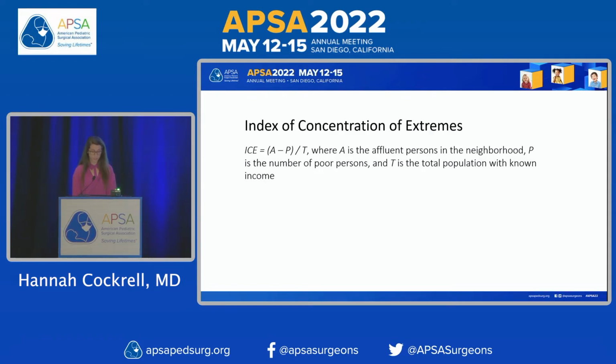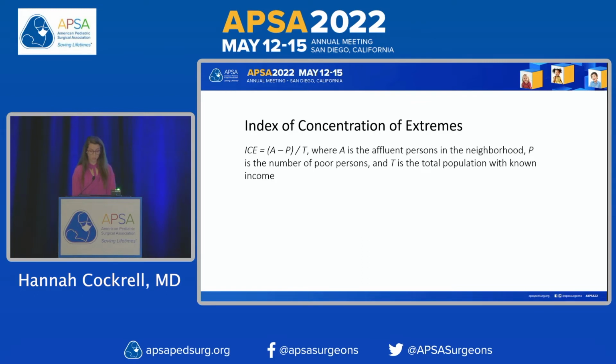The first of these indices is the Index of Concentration of Extremes. ICE was designed by social scientists to measure spatial polarization by quantifying extremes of deprived and privileged social groups. It is calculated based on the formula shown on the slide, where A is the number of affluent persons above the 80th income percentile, P is the number of poor persons below the 20th income percentile, and T is the total population with a known income.